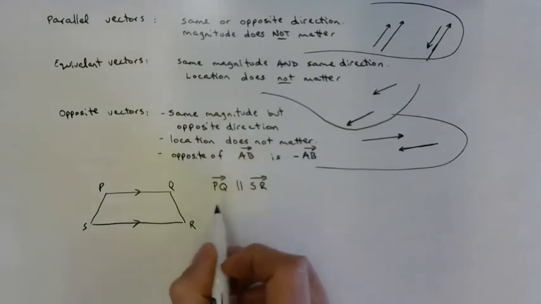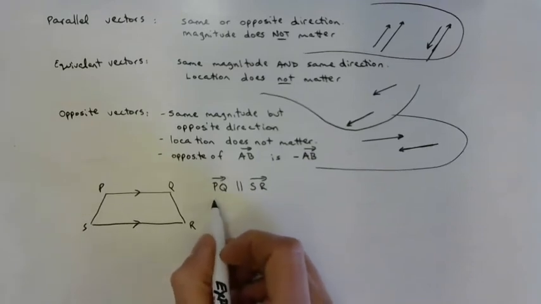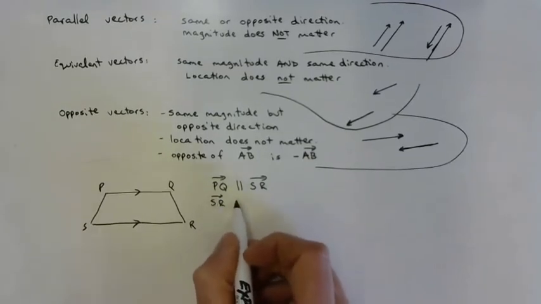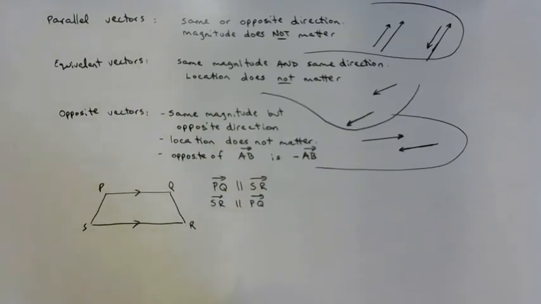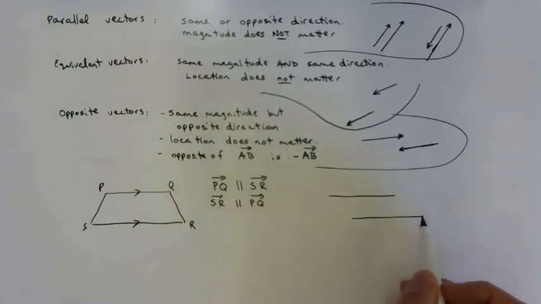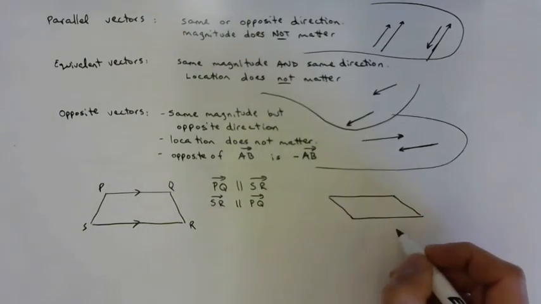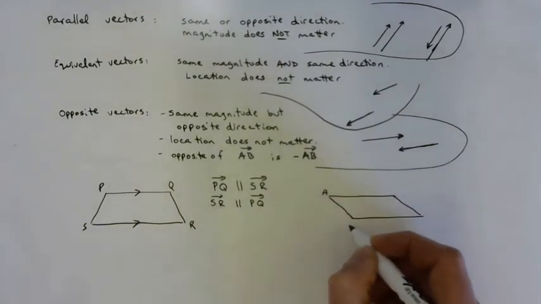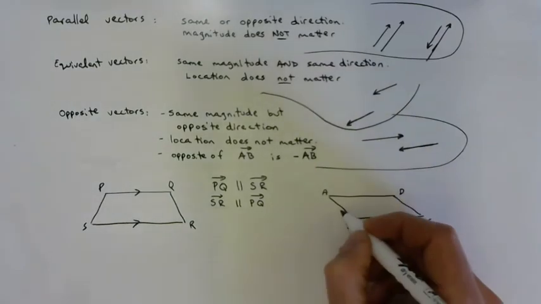Okay, vector PQ is parallel to vector SR, and you can write it the other way. SR is parallel to PQ. Both of those things are true. What if we had a parallelogram? A, B, C, D.